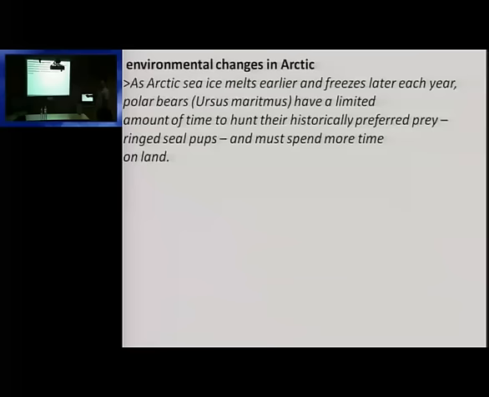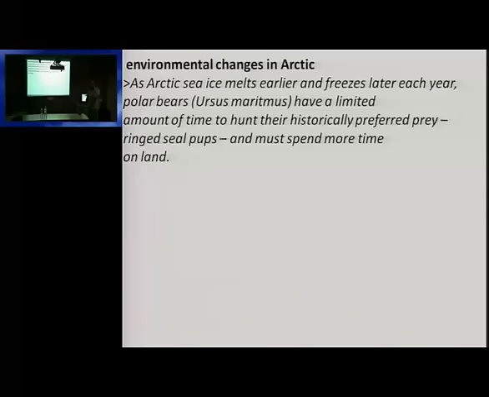environmental changes in the Arctic is very common. The polar bear used to hunt the seal, and the seal, we all know, lives in a very cold ice environment. So now the ice is melting, so the habitation of the seal is confining to the very core Arctic region only. Earlier, for example, the polar bear hibernated for 6 months, and on the other side, for 6 months they were able to feed on the seal.